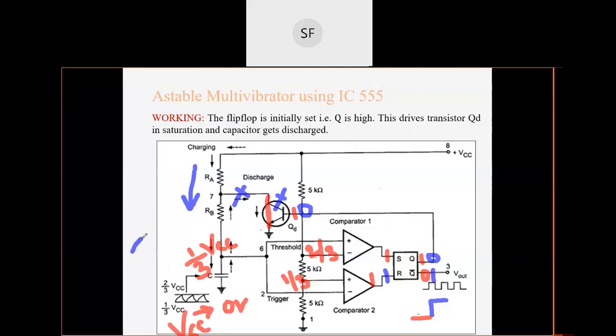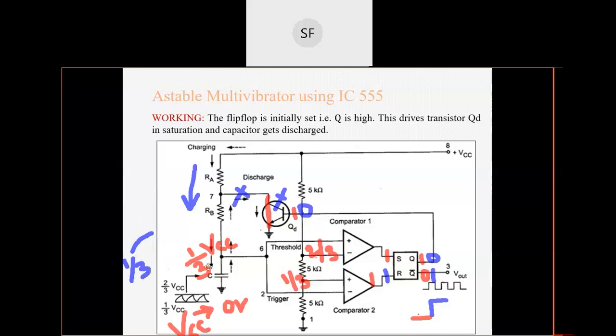Now your capacitor is again charging exponentially. So this was 1/3 VCC. Just right here it is shown. You can observe that the lower level is nothing but 1/3 VCC. Now your capacitor will start charging.